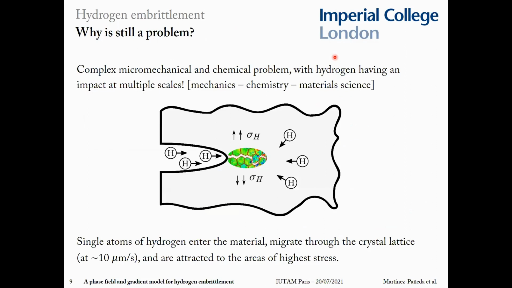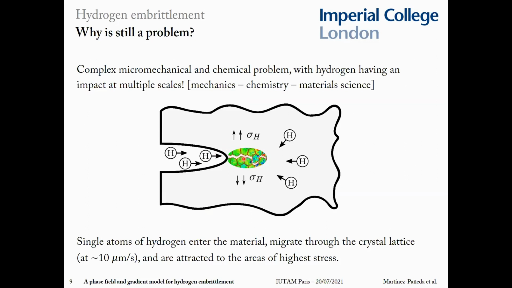We know that hydrogen atoms enter the material, they migrate relatively fast through the crystal lattice, and they accumulate in areas of high hydrostatic stress, or high volumetric strain, where there's more space for the hydrogen to accumulate. But then what happens in the fracture process zone is a bit complicated because hydrogen interacts with the material in many different ways and at multiple scales.